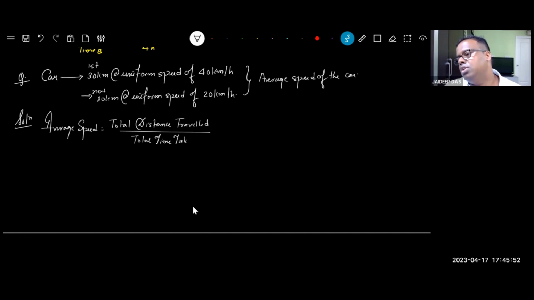Now here we will have an issue. The total distance traveled is all known to us. The total distance is 30 kilometers for the first stretch and 30 kilometers for the second stretch. We know that. The total time taken, we don't know. It's not given, right? So we can write this as T1 plus T2.